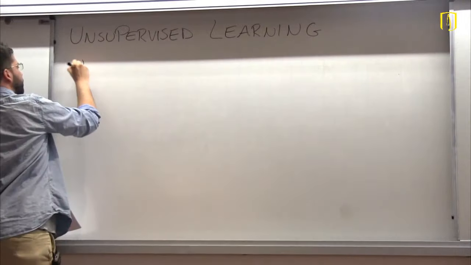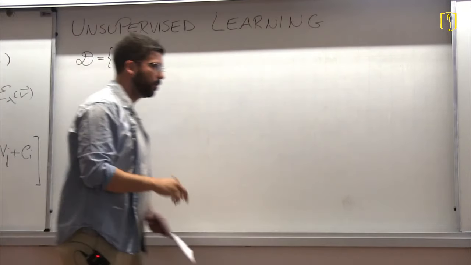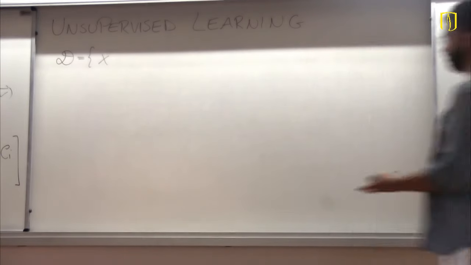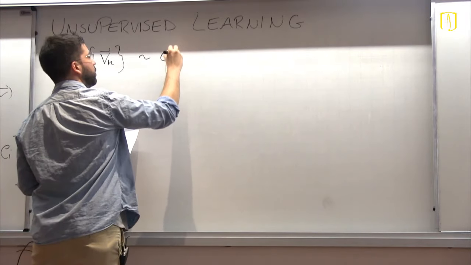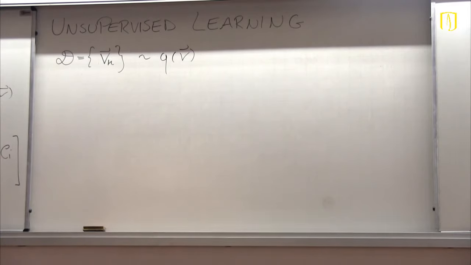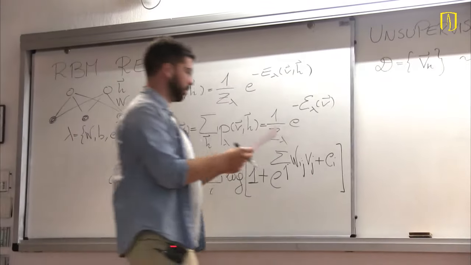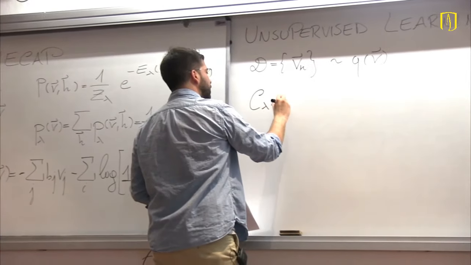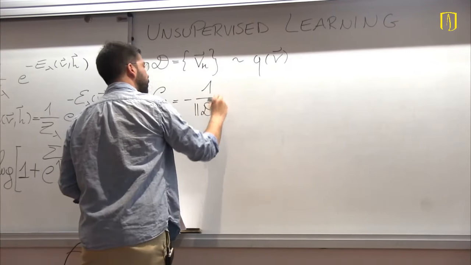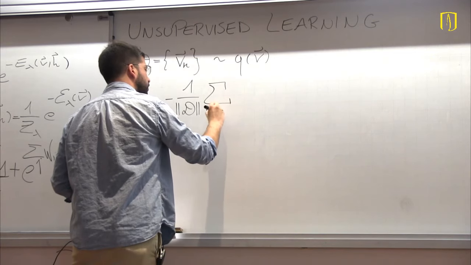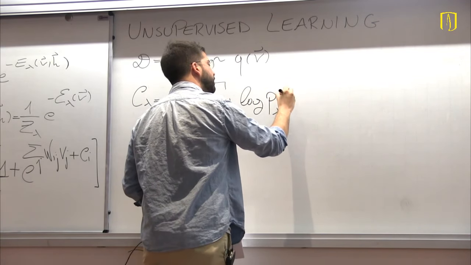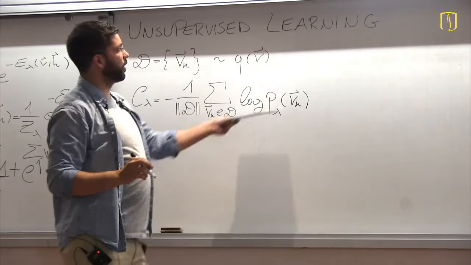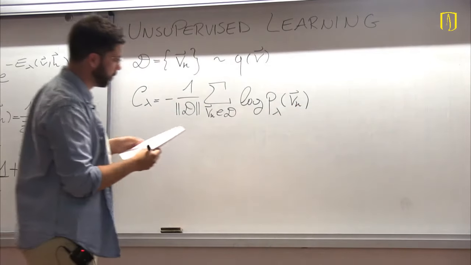So again, we have a data set, D, which is a collection, not X anymore, a collection of visible samples, Vk, and they are distributed according to some unknown distribution Q of V. And we want to minimize the KL divergence between the unknown distribution and the RBM distribution on the data set, essentially. So the cost function, same as yesterday, is minus the average over the data set of the log likelihood, so the negative log likelihood. So it's the log of the P lambda of the RBM over the data set. And then we have an entropy term of the data, which we don't consider since it's constant.